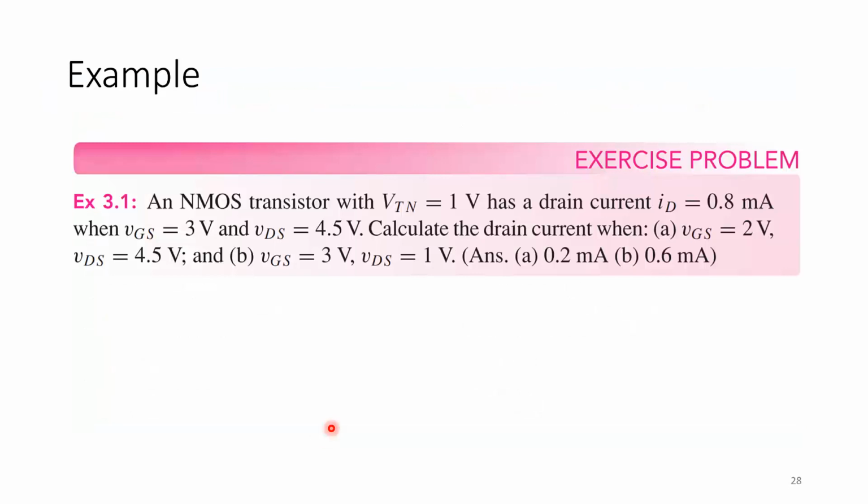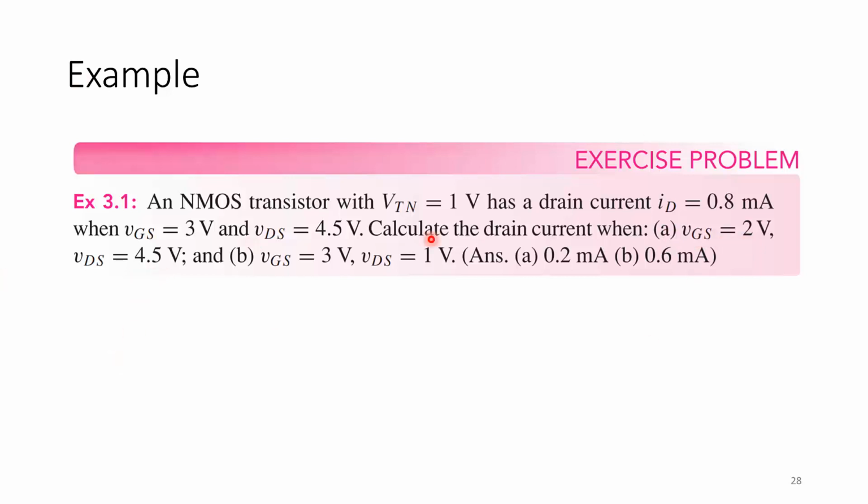This is an example. I'm not going to solve it here. An NMOS transistor with VTN equal to 1 volt has a drain current ID of 0.8 milliamp when VGS is 3 and VDS is 4.5 volts. Calculate the drain current when VGS is equal to 2 and VDS equals 4.5.